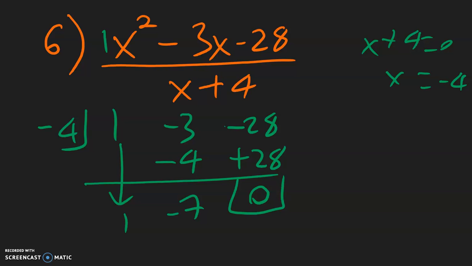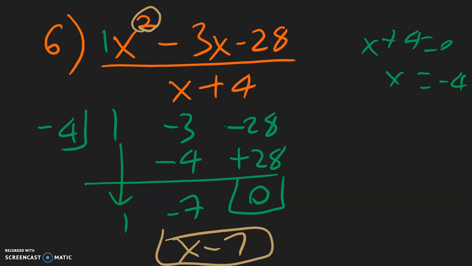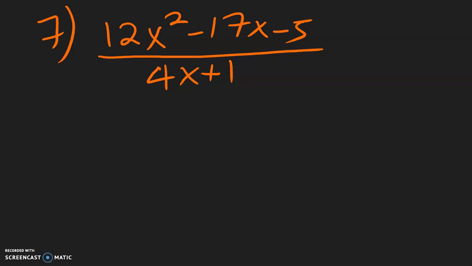So our answer is going to be 1x, or just an x by itself. And we begin with exponent 2. So 1 less than that would be x to the first power, or just x minus 7. And that's the answer. And we have no remainder. For number 7, we want to set the bottom equal to 0, but we can do this in our head.